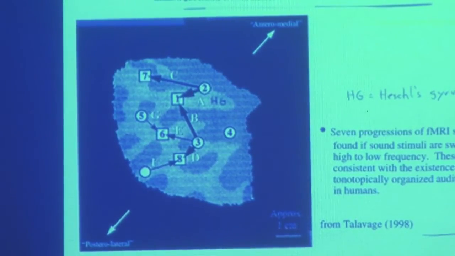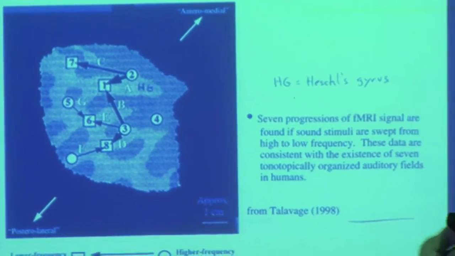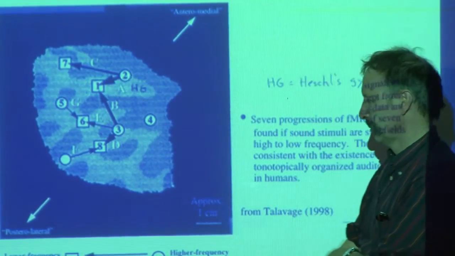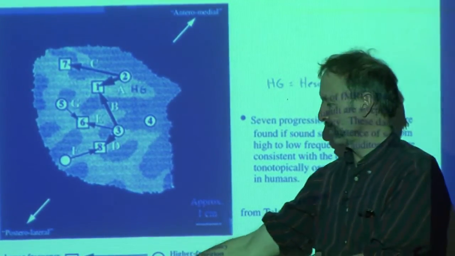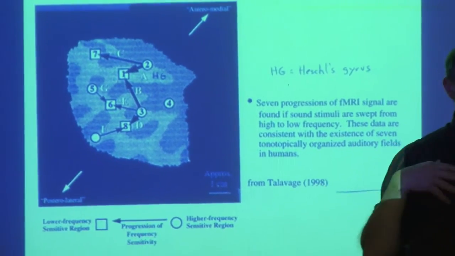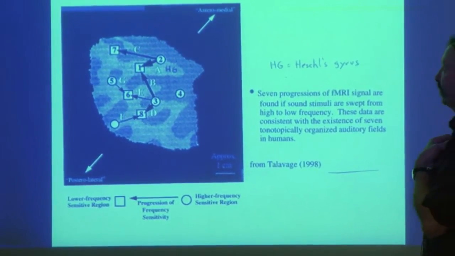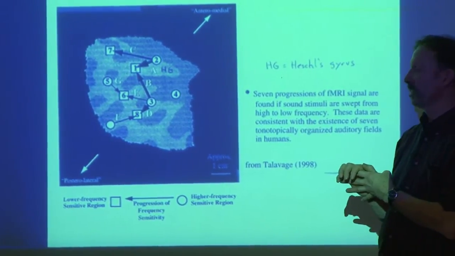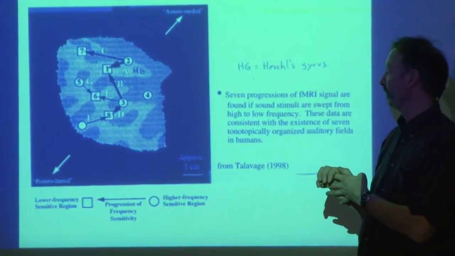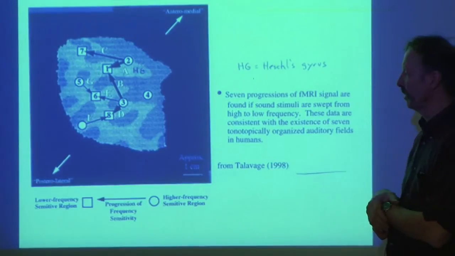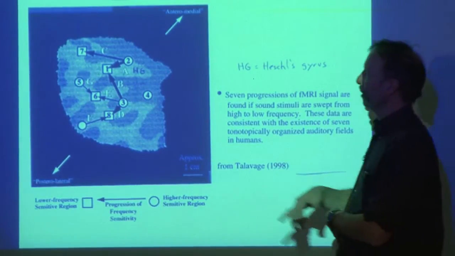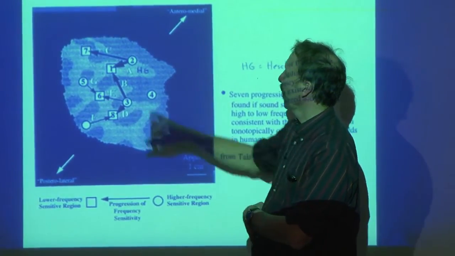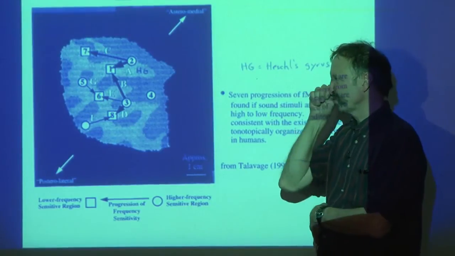This is an MIT thesis by Tom Talavage. He showed that there were at least five clear progressions of frequency sensitivity, as if you were progressing along tonotopically mapped auditory cortical fields in the human. Remember, we saw four tonotopically mapped fields in the cat, and here we have at least four, perhaps five, in humans. This one is labeled HG, that's Heschl's gyrus, and that's probably primary auditory cortex.